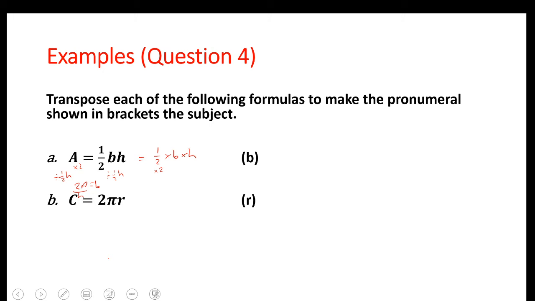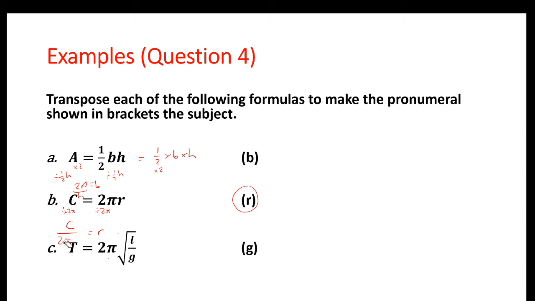Okay, C is equal to 2 pi r. Now we're going to get the r by itself. So again, we've got C is equal to 2 times pi times r. So the opposite is dividing by 2 pi and dividing by 2 pi. Okay, and so that's going to give me C over 2 pi is equal to r. And that's my final answer. So just dividing it by 2 pi.